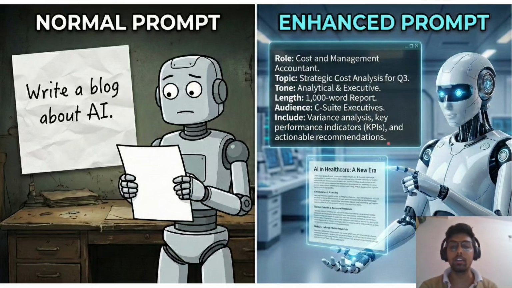So here it knows it is a CMA. It knows the topics which have to be covered in the blog. It knows the tone in which it should write the answers. It knows the length, that the total blog should be completed within 1,000 words. It knows the audience, that C-suite executives will be reading it, and it also includes variance analysis, key performance indicators, and actionable insights. See how clear it is. With this clear thought, we can make AI work a lot better than with a normal prompt, as you can see here.